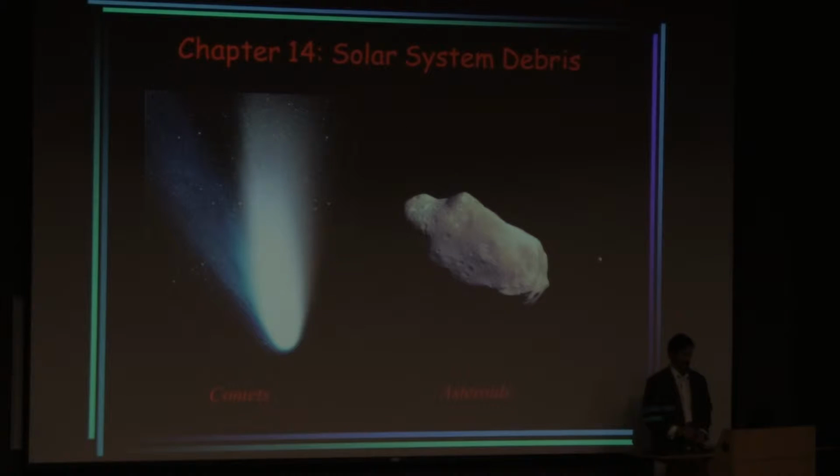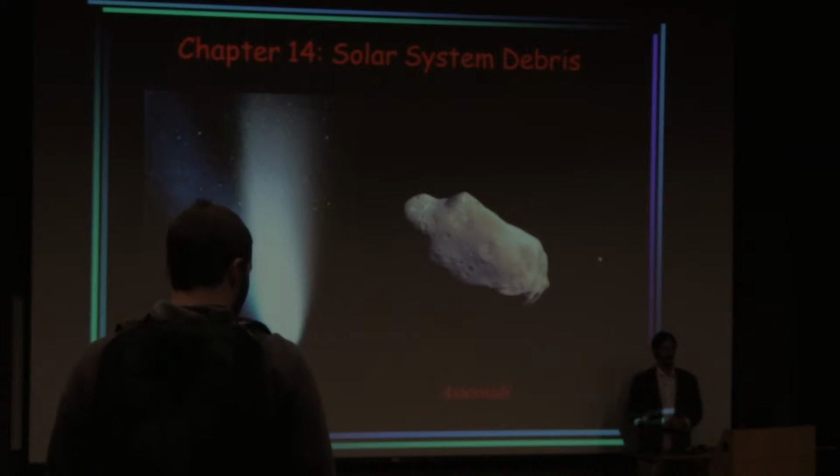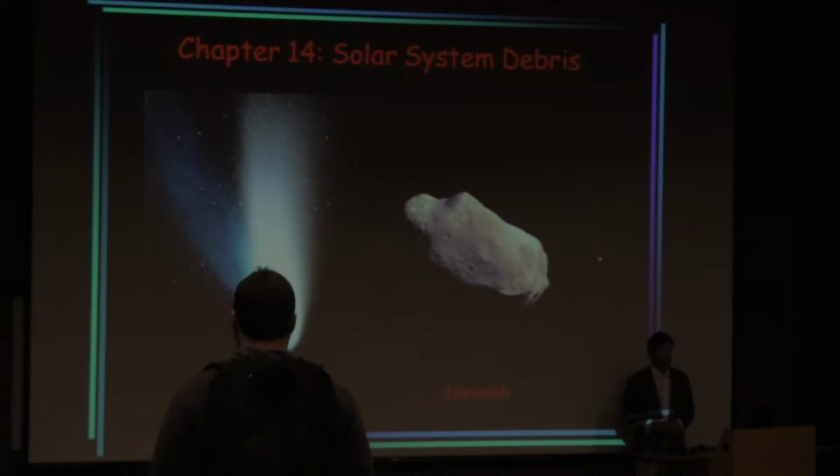Okay, so we're going to go ahead and continue working our way through into chapter 14 now. We basically already covered all of the planets, and what we have left to discuss is the formation of the solar system, this leftover material that makes up comets and asteroids, and the formation of the sun.